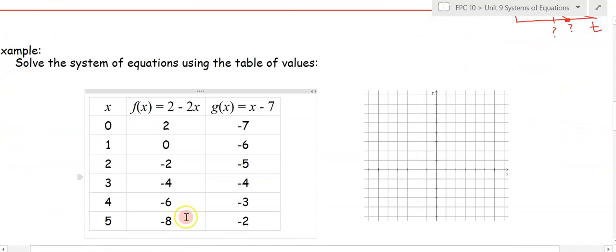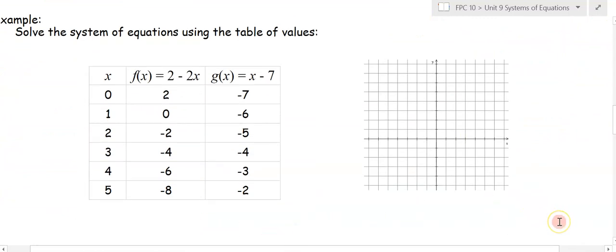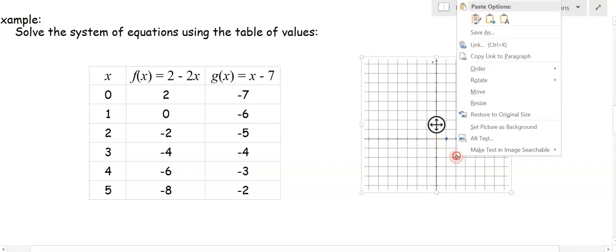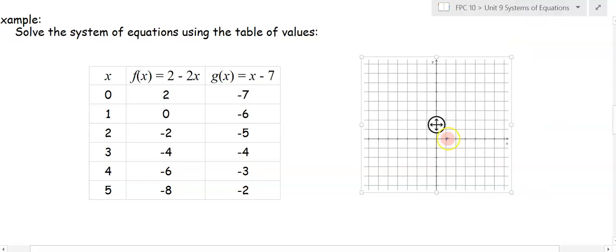If I was to give you tables of values, and I said, okay, well, here's 2 minus 2x, and here's x minus 7, so those are two different functions using the same x, y. So when I plug in 0 for the first, I get 2. I plug in 1, I get 0. I could plot that. I could plot 0, 2; 1, 0; 2, negative 2; 3, negative 4, etc. And I could go along and graph that.